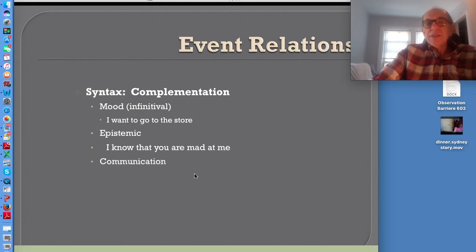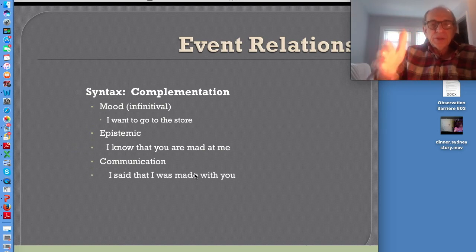Those are all epistemic sentences where there's a verb, pretend, know, understand, that suggests a cognitive activity followed by a complement that's a full sentence. This doesn't work with any verb. This kind of syntax only works with the kinds of verbs that get at these kinds of relationships. Communication relationships involve communication verbs followed by full sentences within a single sentence.